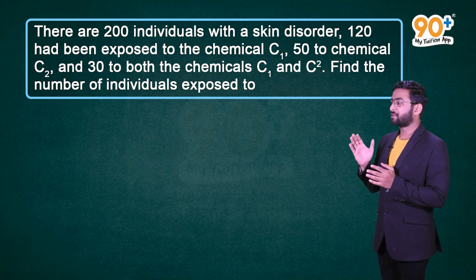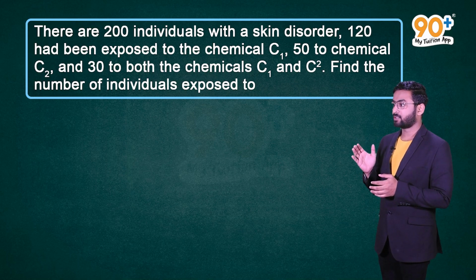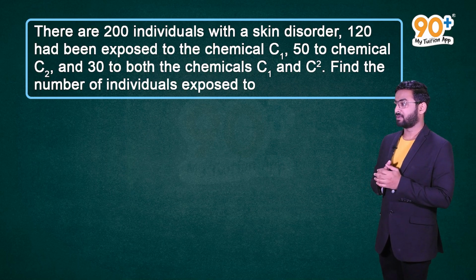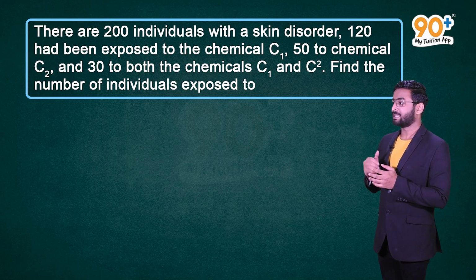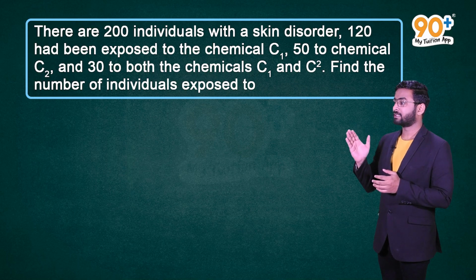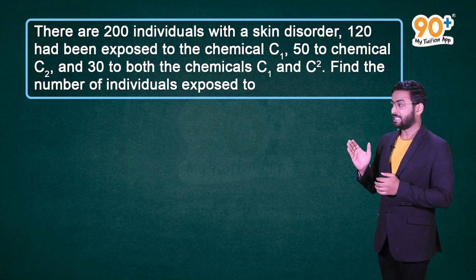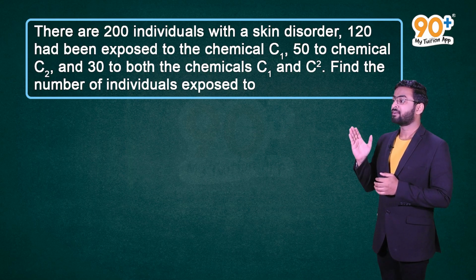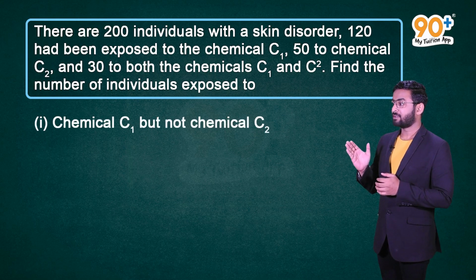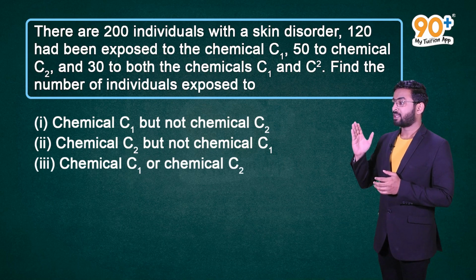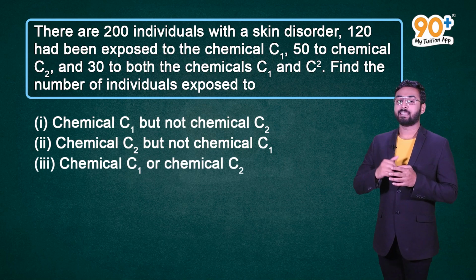There are 200 individuals with a skin disorder. 120 had been exposed to the chemical C1, 50 to chemical C2, and 30 to both the chemicals C1 and C2. Find the number of individuals exposed to first one, chemical C1 but not chemical C2. Second one, chemical C2 but not chemical C1. Third one, chemical C1 or chemical C2.